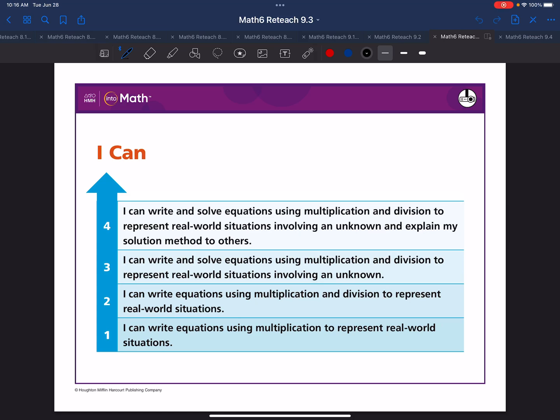Today we will review 6th grade math lesson 9.3. This lesson will cover how to use multiplication and division equations to solve problems. Here's your I can statement: I can write and solve equations using multiplication and division to represent real-world situations involving an unknown and explain my solution method to others.